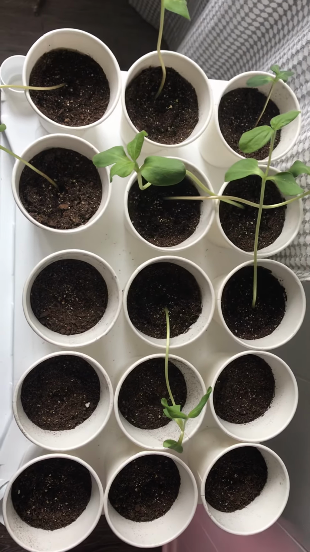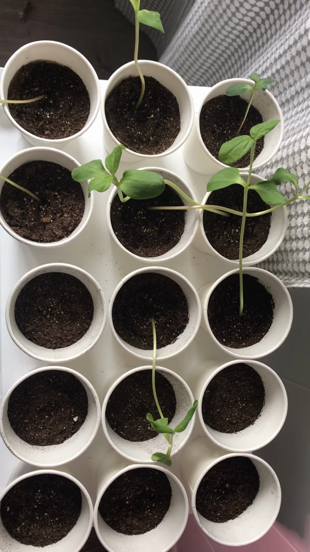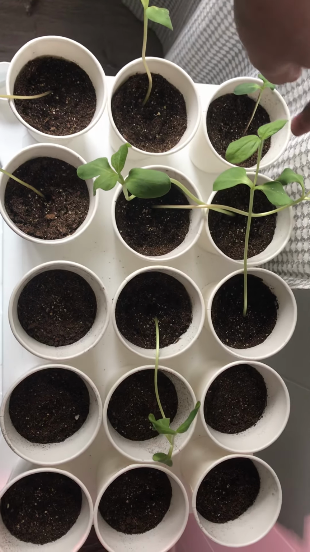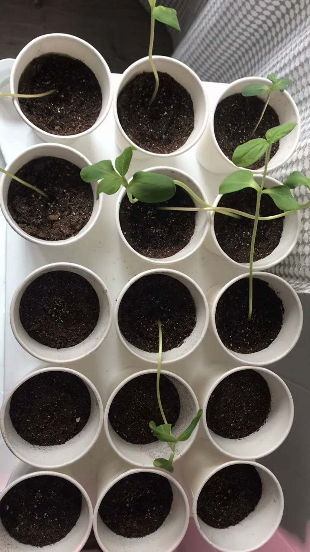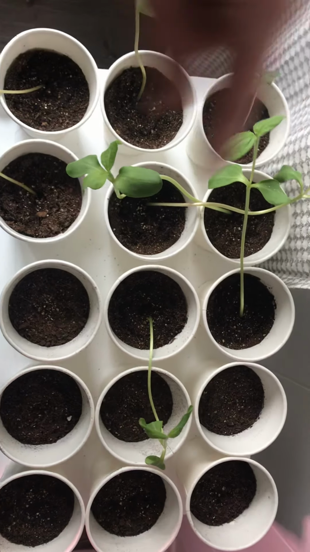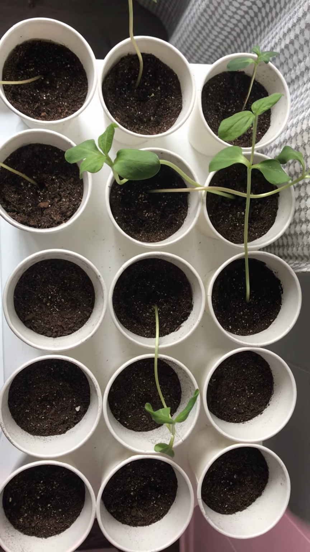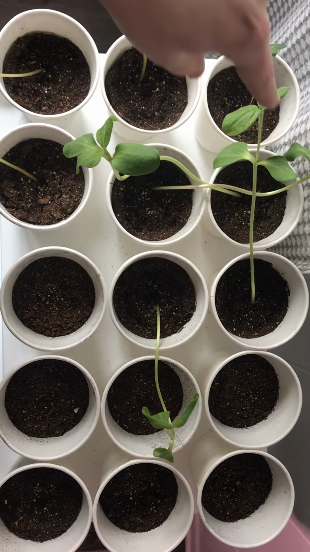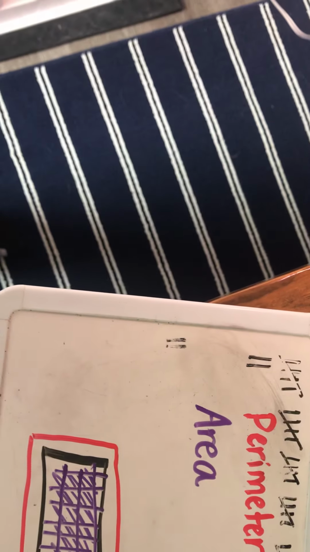Now reminder, I said I want you to think of each of these cups as feet. So if we have 5 cups as the length of our rectangle, then we are going to label our mini garden as 5 feet long, because each of those cups I want you to think about as a foot.